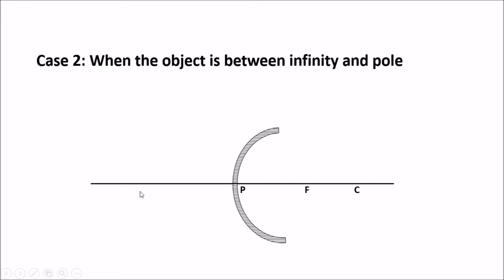So let's see what happens when we keep the object at any place. We are keeping the object at this place. Just keep in mind that pole, focus and center of curvature all lie behind the mirror, basically.